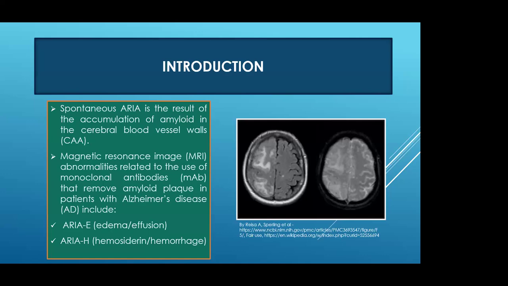So essentially, we know two types of ARIA. One is ARIA-E, which is related to cortical vasogenic edema and sulcal effusion. And the other one is known as ARIA-H, which is essentially hemosiderin deposition due to superficial siderosis or microhemorrhage.